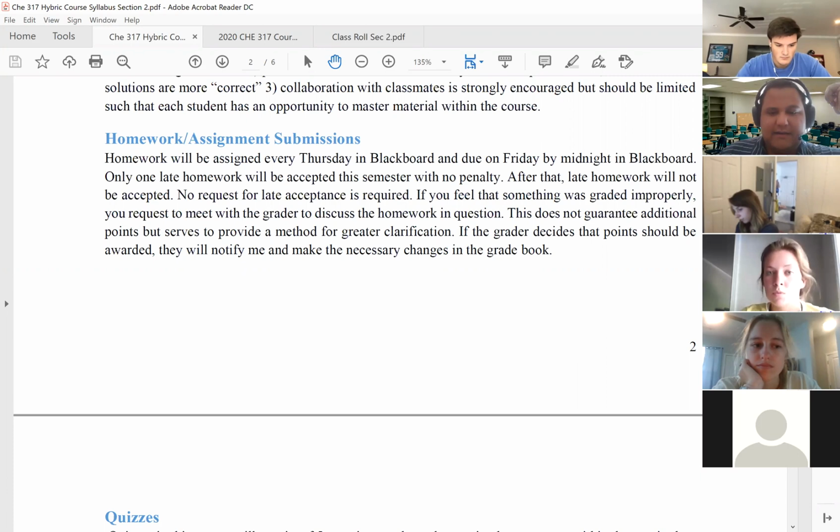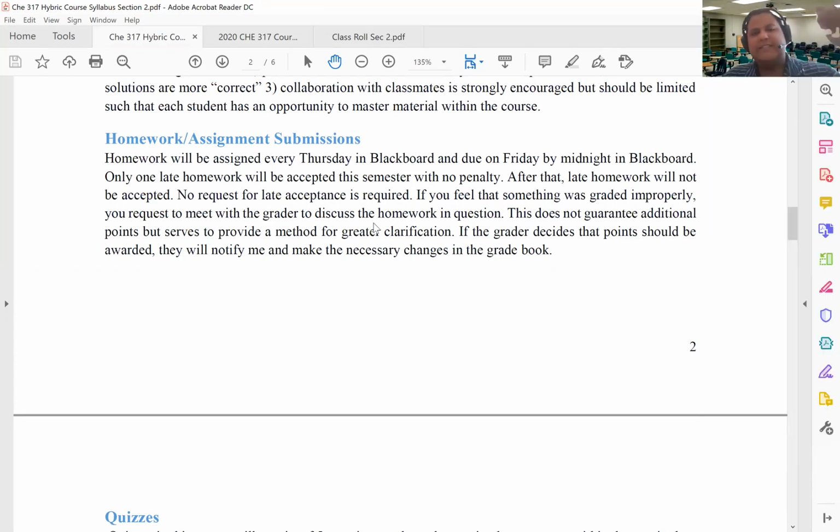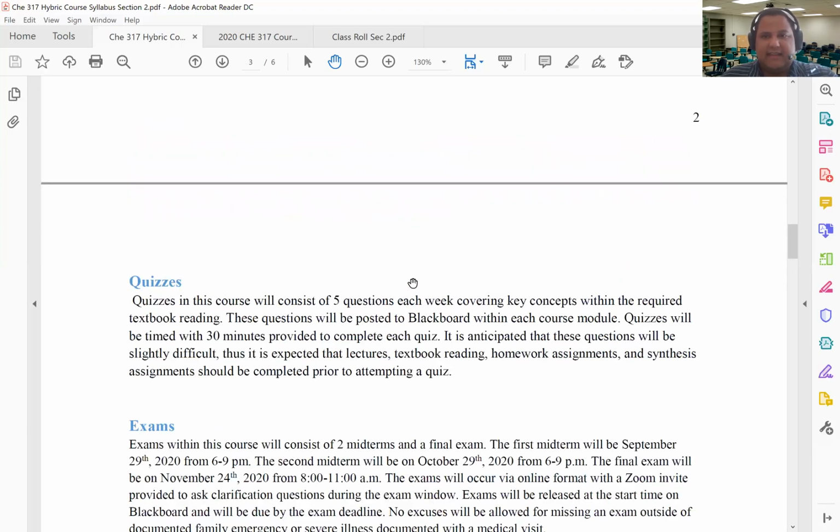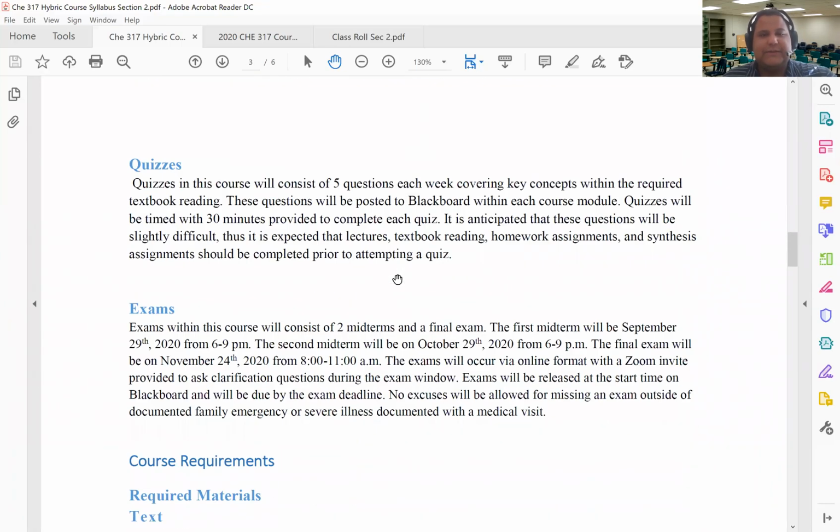The next thing I want to talk about is quizzes. So quizzes will be in this course. They're going to be 5 questions, multiple choice in Blackboard. You'll have 30 minutes to complete the quiz. And I recommend doing the quizzes probably at the end of the week, once you've finished the homework and all the assignments and the reading. And so with that, I've put the homework assignments and synthesis assignments due every Friday at the end of the day. I think I updated that. And the quizzes will be due on Sunday at the end of the day prior to the new week rolling over.